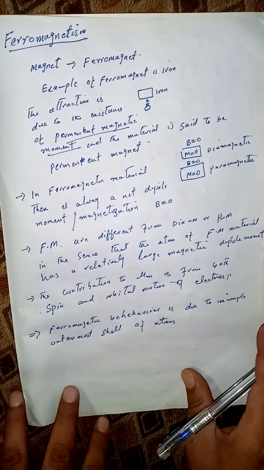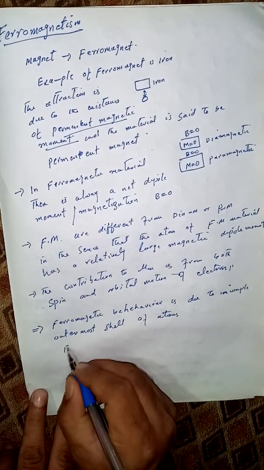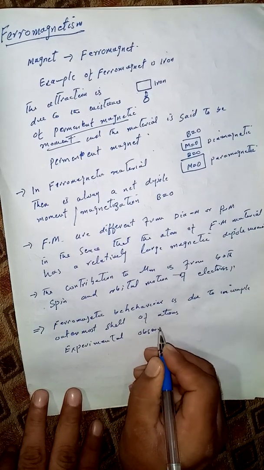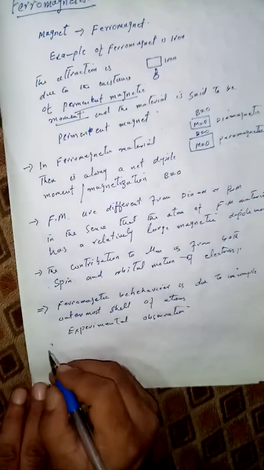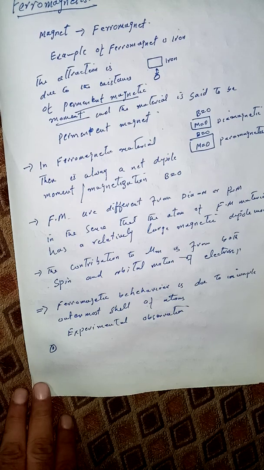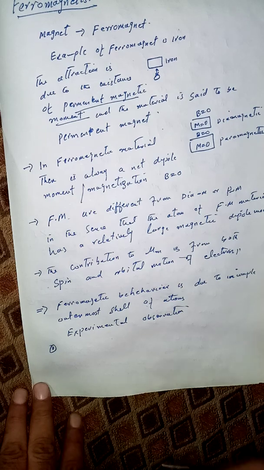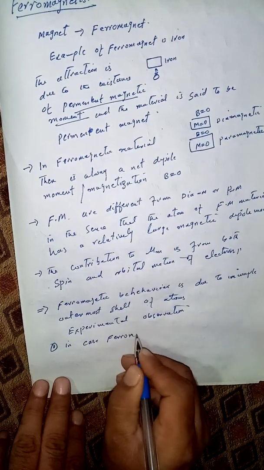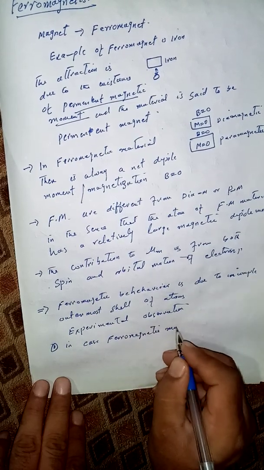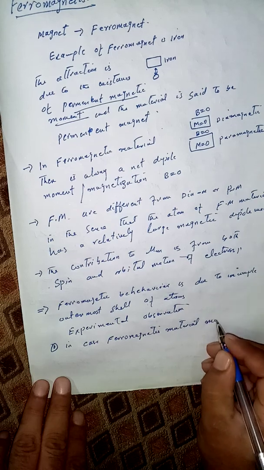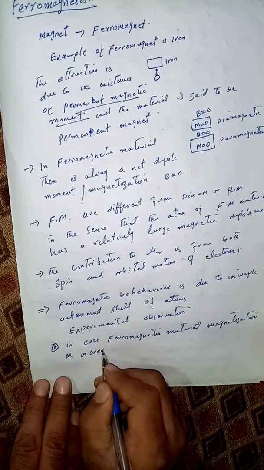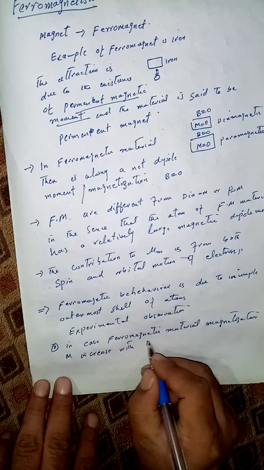Now we will discuss two experimental observations. The first observation is about magnetization in case of ferromagnetic material. Magnetization M increases with external magnetic field B.